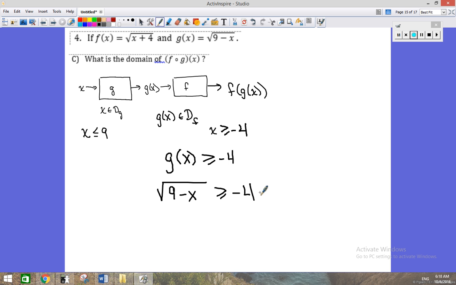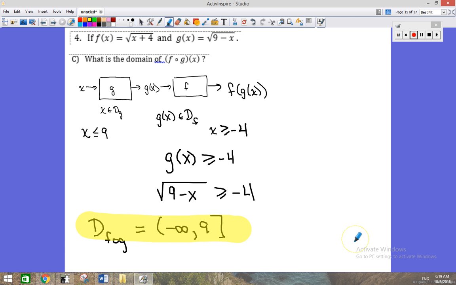It'll take a -1, a -1.5, a -3.99. It'll take negative 4. It just won't take anything that is smaller than negative 4. And the output of G is always positive, so it's never going to be smaller than negative 4. So the only restriction that we have for this function composition comes from the domain of G. So the domain of this function composition is from negative infinity to 9, including 9, which was the domain of G.